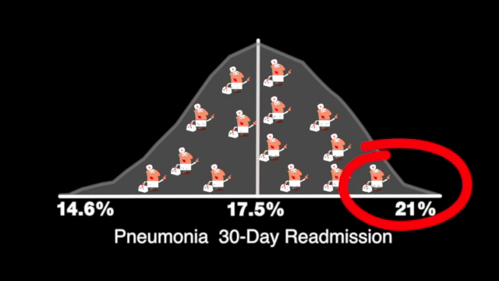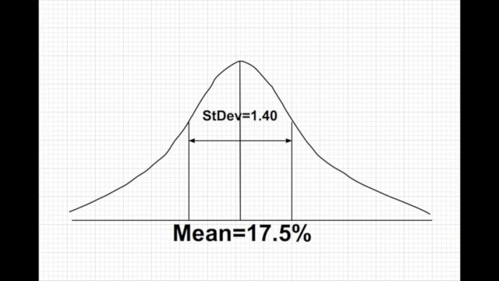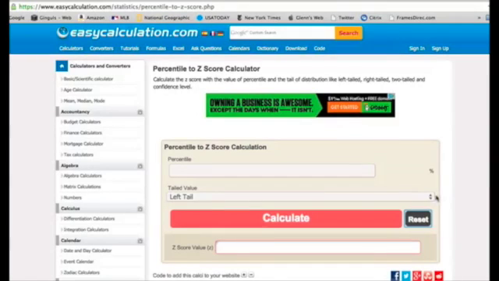We want to identify those that are in the top 5%. Along with the average, you're also going to need to calculate the standard deviation for the entire population. And in this case, our standard deviation is 1.40. The next step is to find the z-score for the 5th percentile. You could go to your statistics book, and in the back there's probably a z-table, but I think it's easier just to go to easycalculation.com and have it calculated for you.